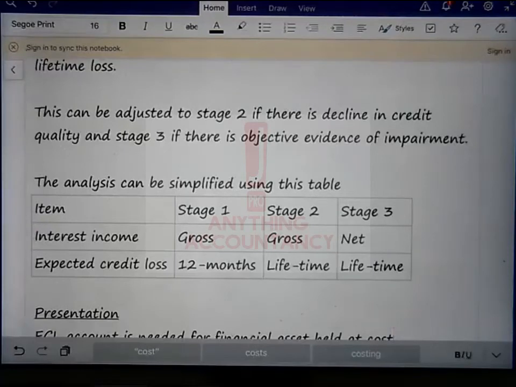The ECL from stage 2 is the ECL from stage 2, not from stage 1, right? Stage 1 is 12 months. Stage 2 is lifetime. So it's always higher. Are you clear now?